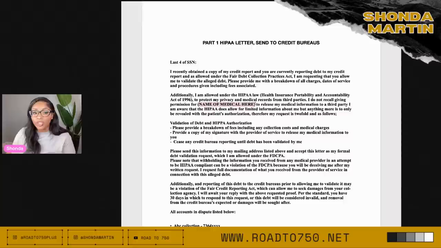If you read the sentence, it says, I am allowed under the HIPAA law to protect my privacy and medical records from third parties. I do not recall giving permission to Centara Hospital, whatever, to release my medical information. So the name of the original creditor will go where it says name of medical here, okay?